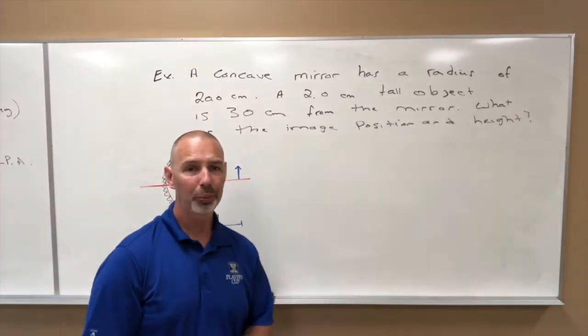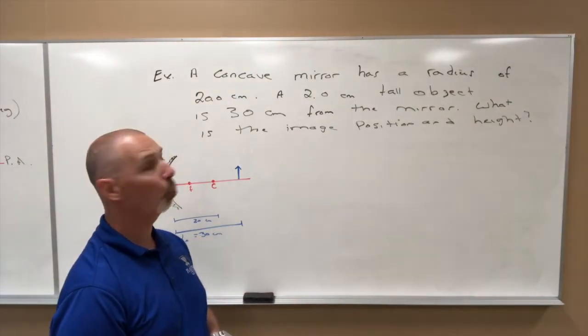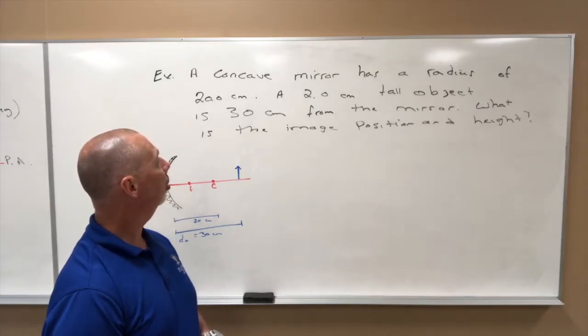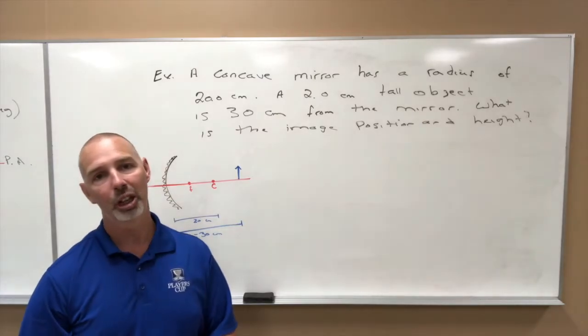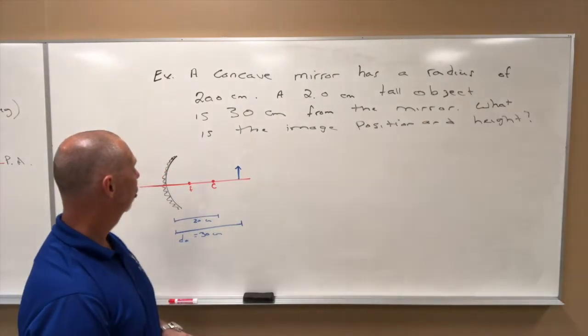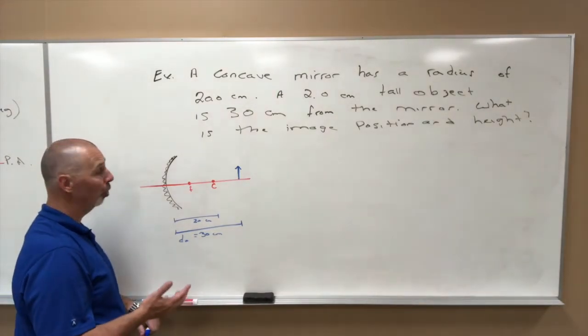So here's our example. It says a concave mirror has a radius of 20 centimeters. A 2 centimeter tall object is 30 centimeters from the mirror. What is the image position and height? All right, so I've sort of drawn a little bit of a diagram here, and we're going to draw the ray diagram for it right away.